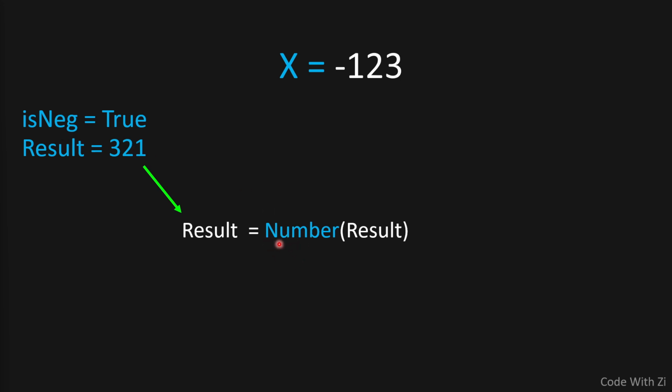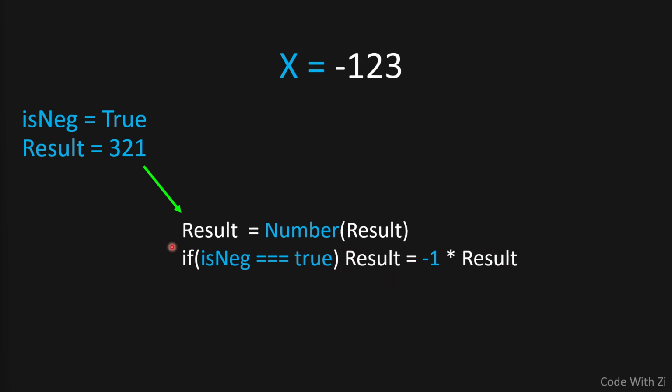Alright, now as we've already discussed, we have to turn this string here into a number, so let's do that. We're just going to call the number function. This is going to make sure whatever we have here is turned into a number, and then we're going to pass it back into result. So now our result is a number. Then we're going to say if isNeg is true, meaning if the number that we had is negative, we're going to multiply the result by -1, and then pass it back to result. This will make our result number negative.